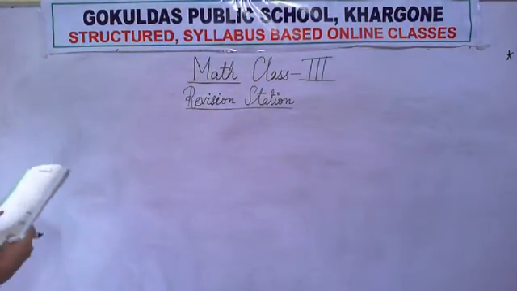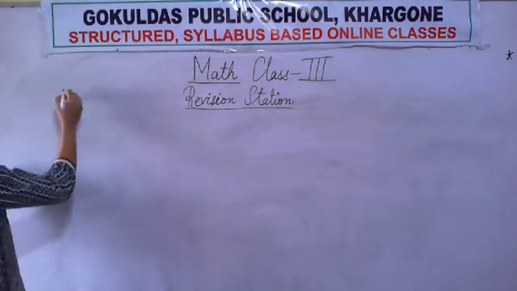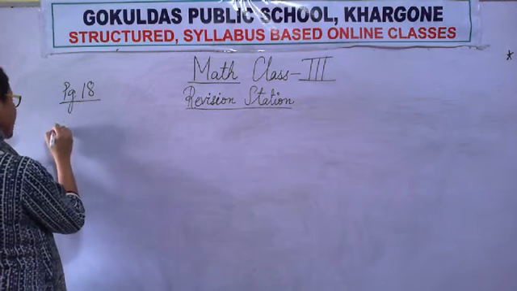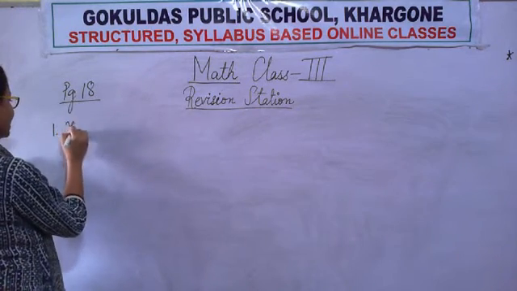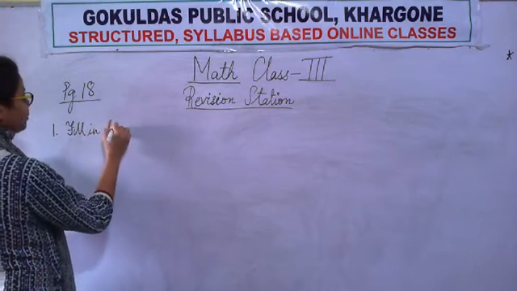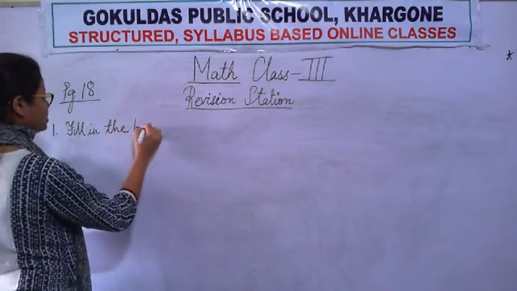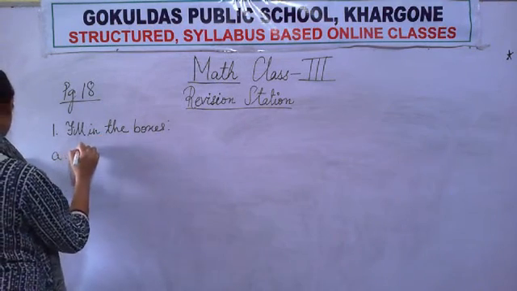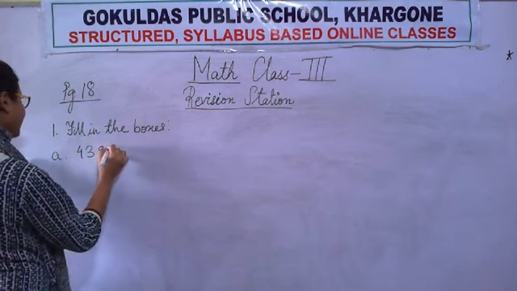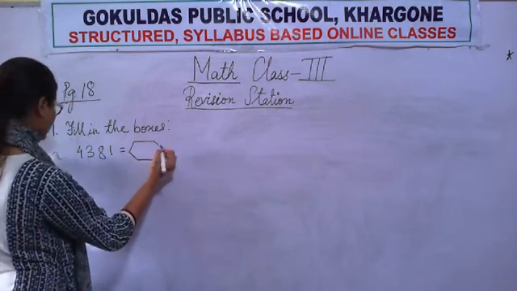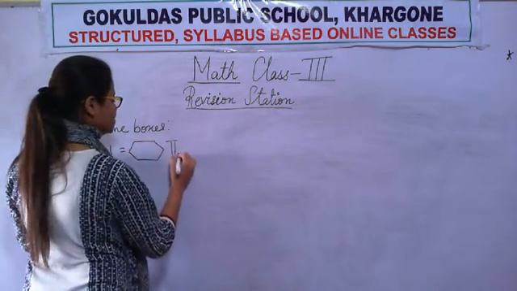Page number 18, revision time. Page 18. Chapter number 1, revision time. It is the time to check what you have learned. Fill in the boxes. Question number A. 4381 is given to you. What type of box is given to you? It is written thousands.